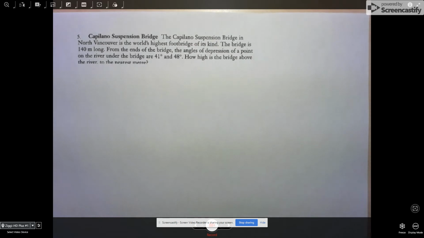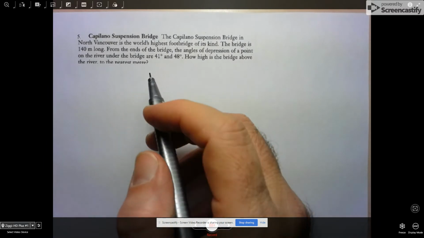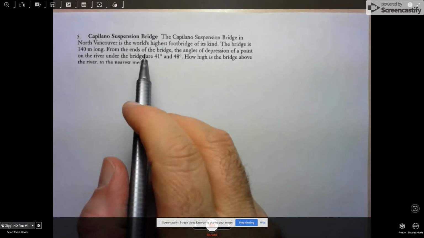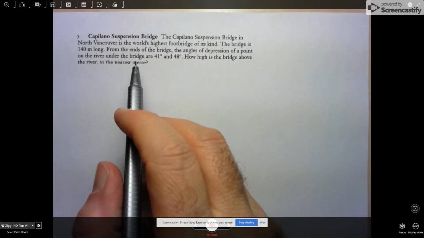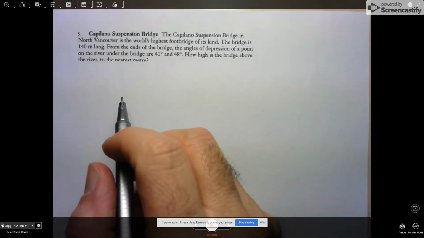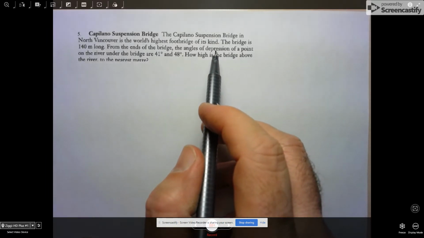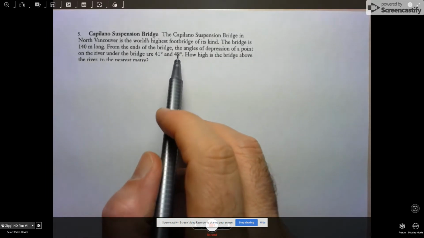Hi folks, we're going to take a look at this question from an old homework. So we've got this suspension bridge and they tell us that it's 140 meters long, and they give us some information as to how to hopefully calculate the height of this bridge. Okay, so they say from the ends of the bridge, the angles of depression of a point on the river under the bridge are given here.